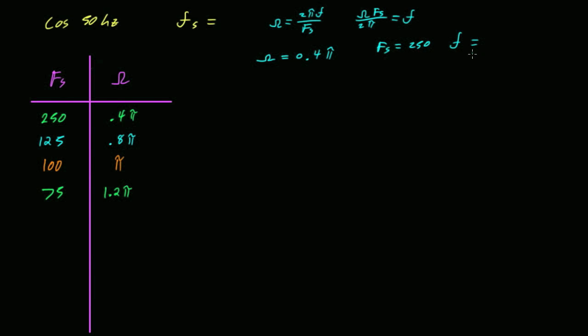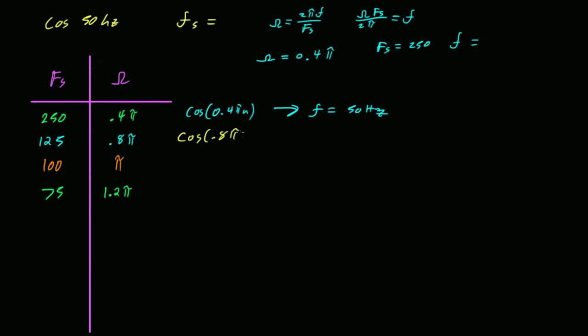Okay, so let me write it like this. What we have here is cosine of 0.4 pi n, and therefore we can work backwards to f equals 50 hertz. So that's good. And we can do this one as well. This is cosine of 0.8 pi n.